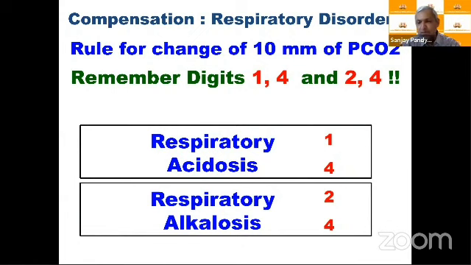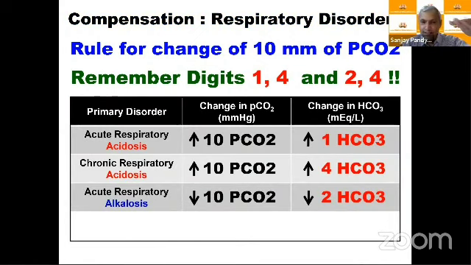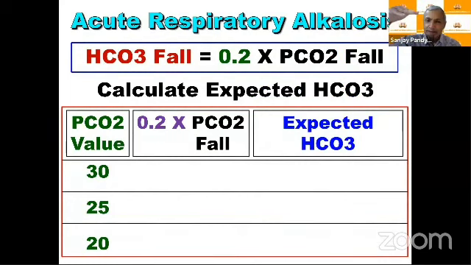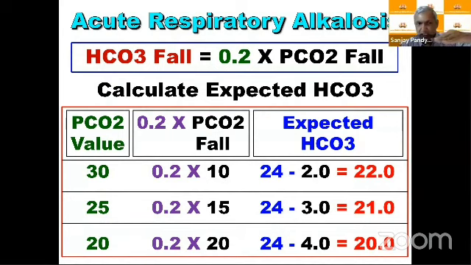So when it is acute respiratory alkalosis, for every 10 mm of Hg PCO2 fall, we have to multiply by 2, not by 1 or 4 like in acute and chronic respiratory acidosis, and then we will get the bicarbonate fall. So this is how we calculate. If it is 30, if the reduction is by 10 mm of Hg, 0.2 multiplied by 10, so the fall in bicarbonate will be 2 milliequivalent per liter. 24 minus 2 will be 22.